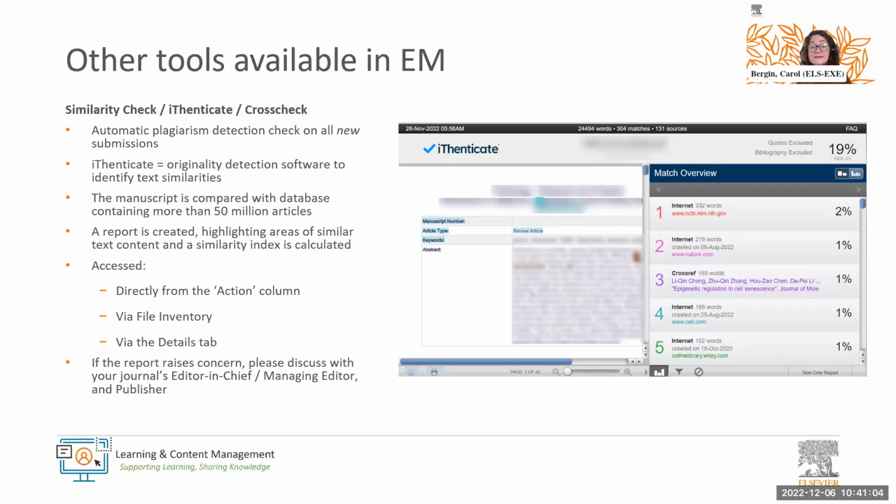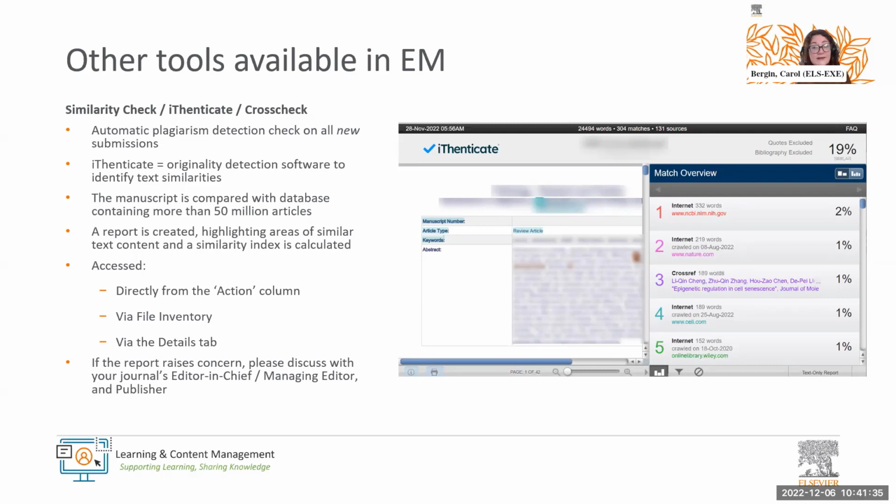The report can be accessed directly from the action menu that we just saw, but also from the file inventory or via the details screen, both of which can be accessed from the action menu. If you find that the report is not automatically available or generated for a new submission, or if you experience any problems when trying to open it, please do contact your journal manager and they can arrange for it to be reinitiated if needed.